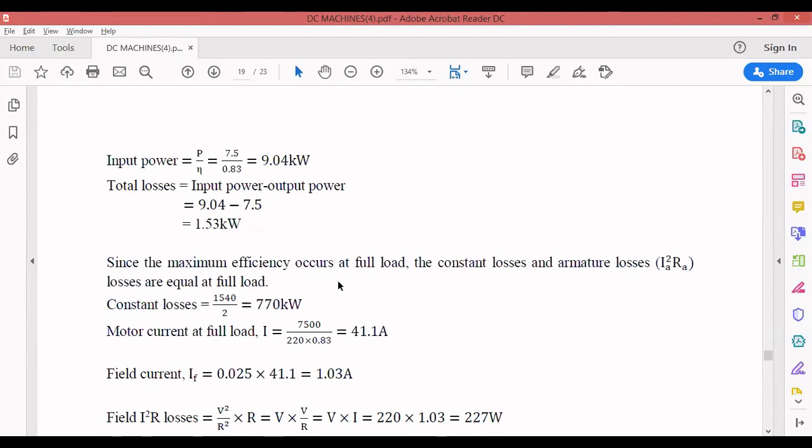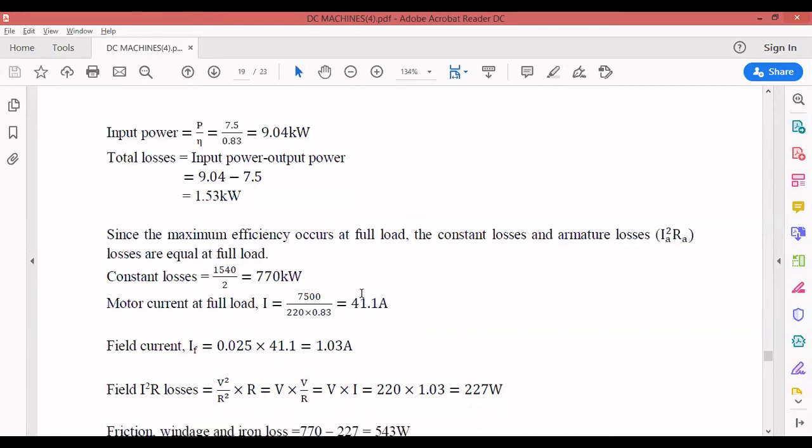Since the maximum efficiency occurs at full load, the constant loss and armature loss are equal at full load. Armature loss is nothing but the variable loss. Since the maximum efficiency occurs at full load, constant loss is equal to variable loss. Means both losses will be equal. So try to get the constant loss. Constant loss is equal to what? 1540, I have taken in watts, divided by 2. 770 watts. This is the constant loss.